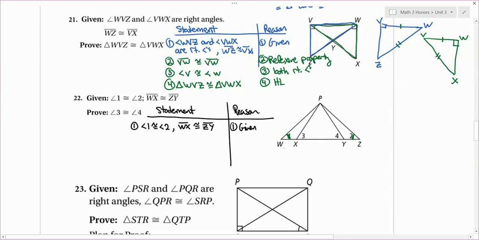Because angle 1 is congruent to angle 2, if you look at the large triangle, triangle WPZ, we get that that's an isosceles triangle. So for a second statement, we can say that WP is congruent to PZ, and the reason is the converse of the isosceles triangle theorem.